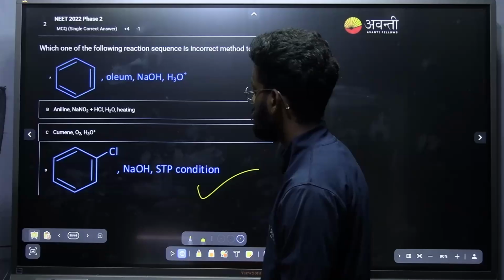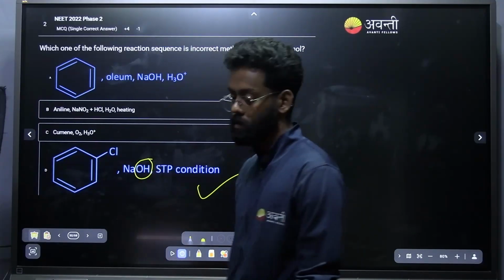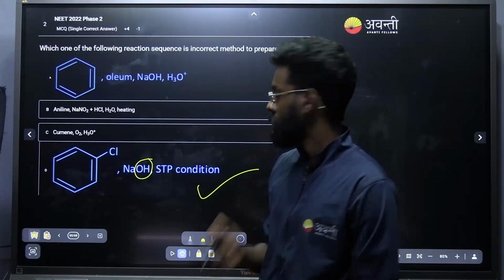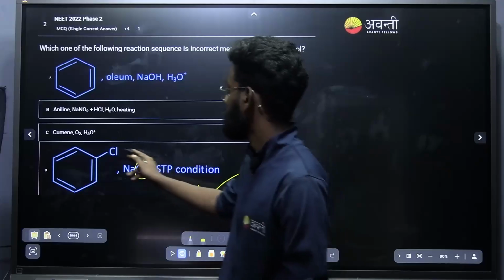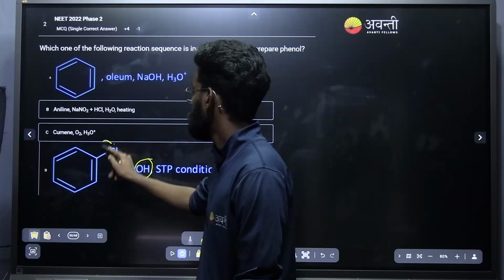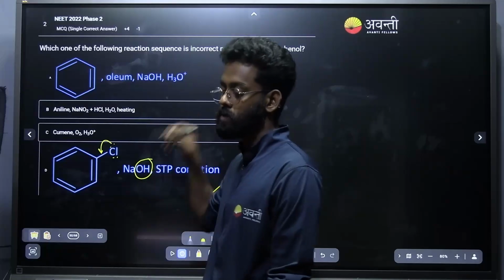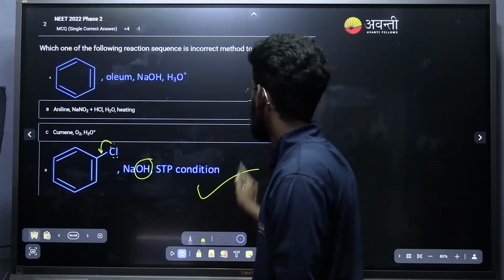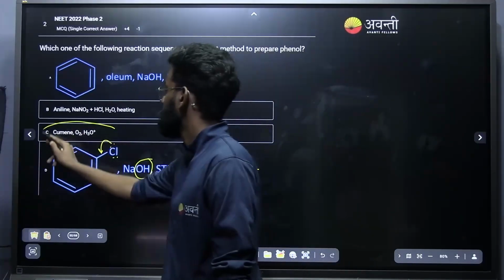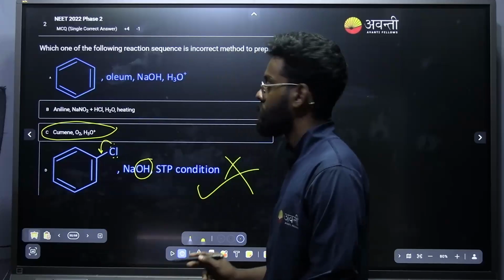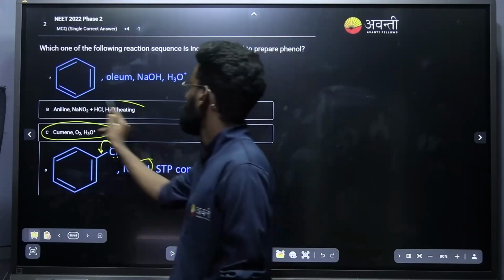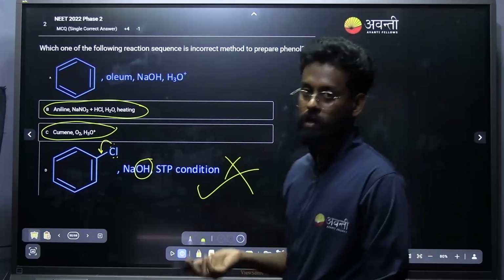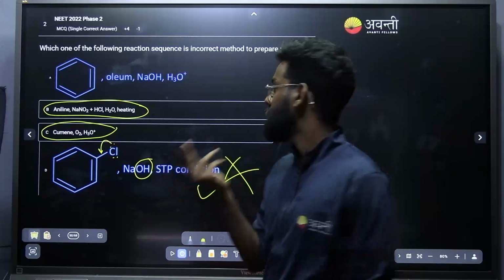Why is option D not going to give phenol? You will be thinking there is an OH group here which can substitute, but here there is a lone pair of electrons involved in the delocalization, which we discussed in yesterday's class, and because of that this bond won't be breaking, so OH won't be substituting. So this is not going to give phenol. And this one is the cumene method of preparation of phenol. What about this one, diazonium salt: benzene diazonium chloride, treated with warm water, we will be getting phenol.